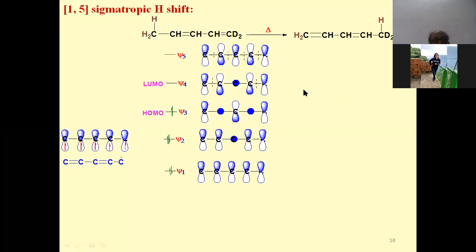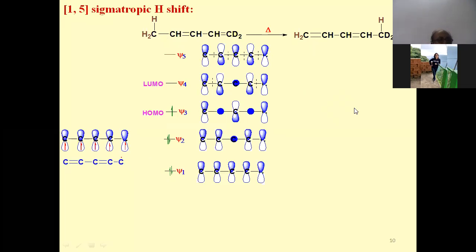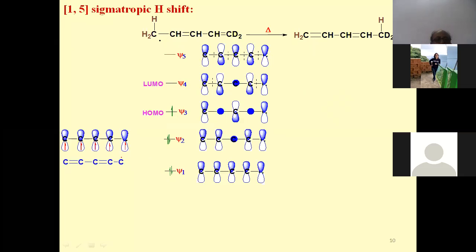If it is a 1,5 sigmatropic shift, this is going to be 1, 1 here. Let me start with this pen and board. Are you getting my voice? Hello? Yes, sir. Okay. So the 1,5 sigmatropic shift will be this, an alkene system. This is going to be 1, 1, then 2, 3, 4, 5. So this hydrogen will move and go to 5. So we are getting this product.